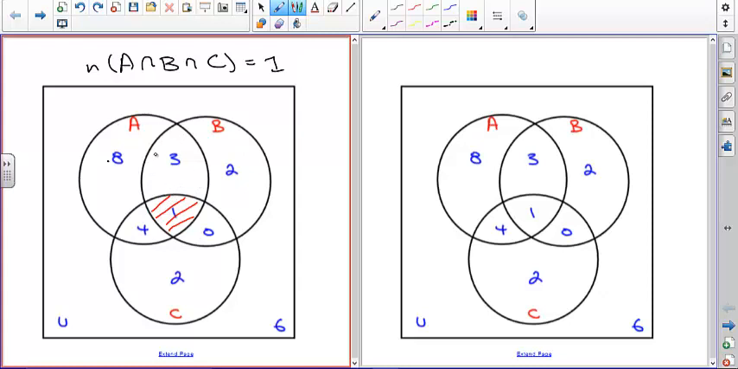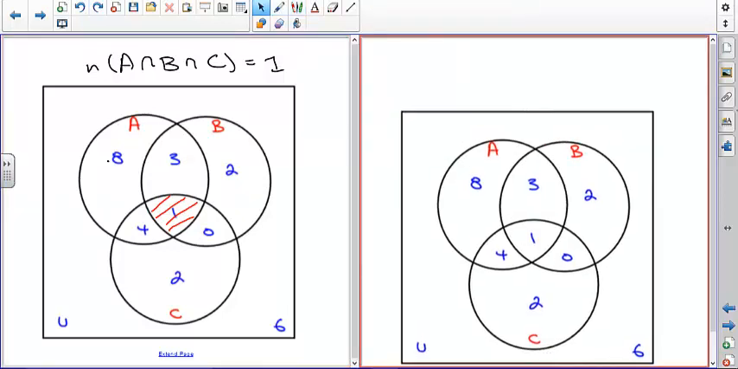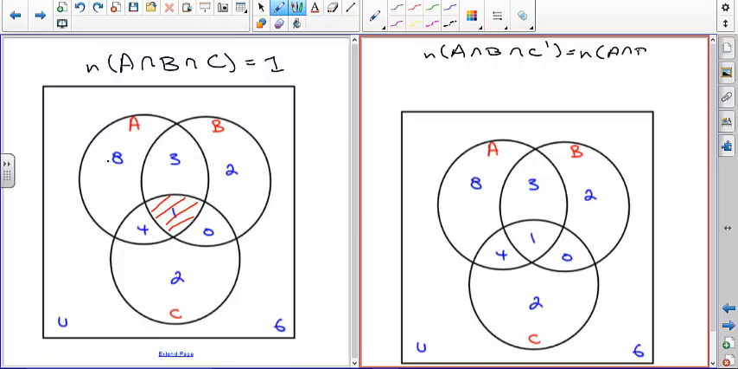We did A intersect B, which was these 2. Next we're going to look at the case of A intersect B intersect C complement, and ultimately we want to know the number of elements in that. What we saw earlier was that you can replace the intersection with C complement as subtraction. So instead of intersect C complement.